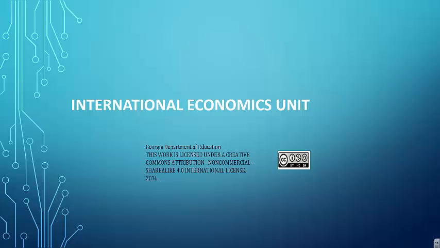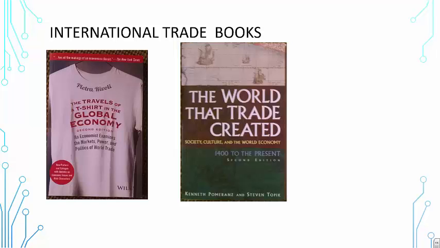International Economics. International Trade Books. Travels of a T-shirt goes from Texas to China, back to the United States, and then to Africa, as the cotton for the T-shirt is grown, sewn, sold, and finally donated to the resale market. It details the production processes, the trade agreements, and the influence of job opportunities on the standard of living in a country.